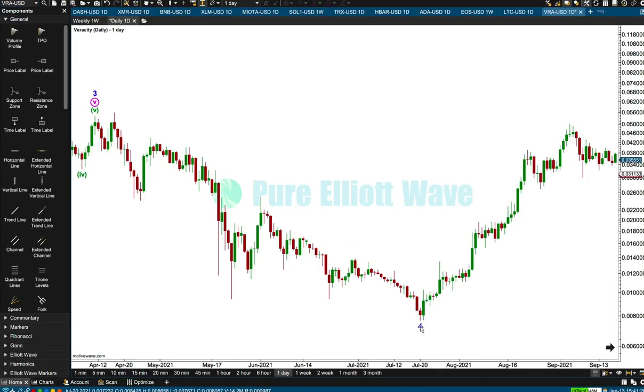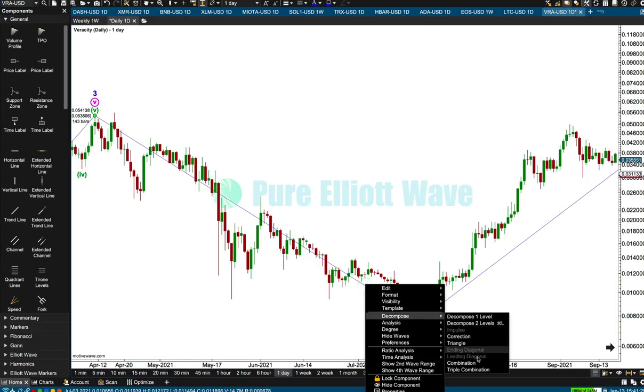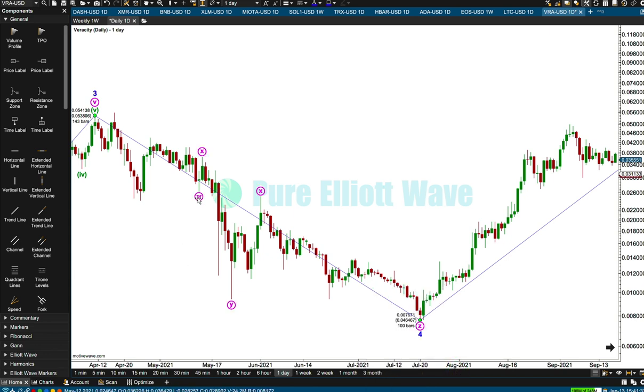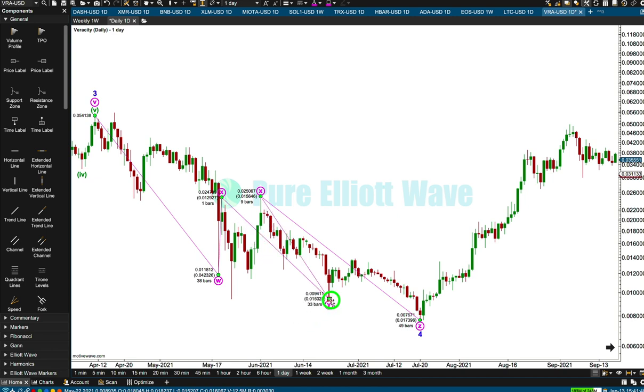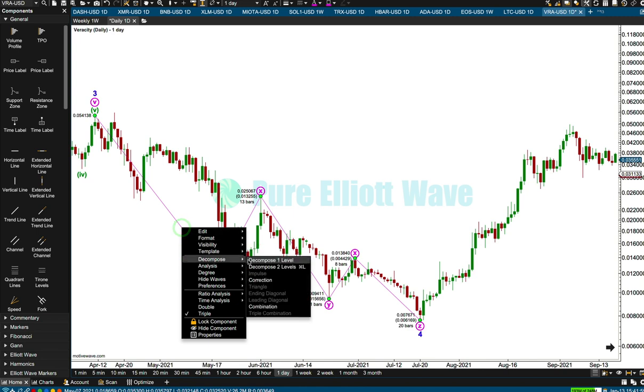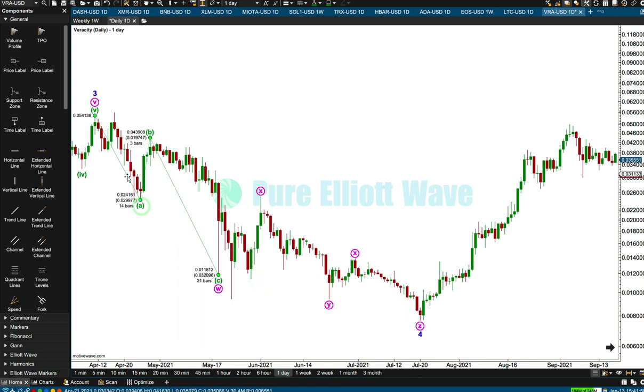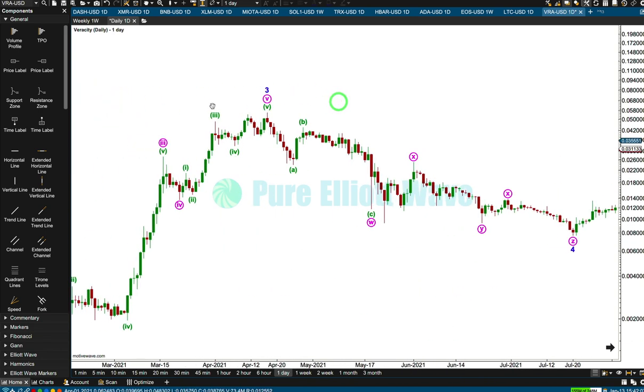Could it be a triple zigzag? Ah, yeah, that could work. I like this as a 5-wave impulse. This looks like an impulse. Looks like a pretty good... Oh, hang on. Well, okay. Well, that makes all the difference, doesn't it?